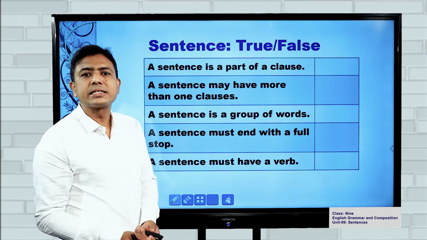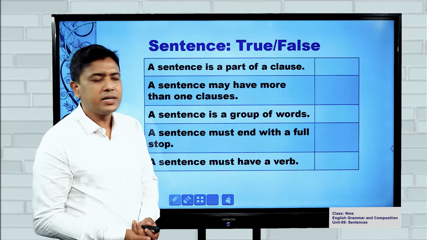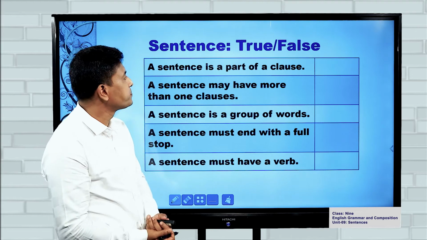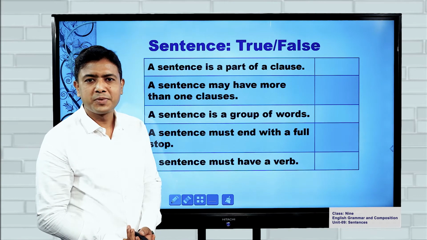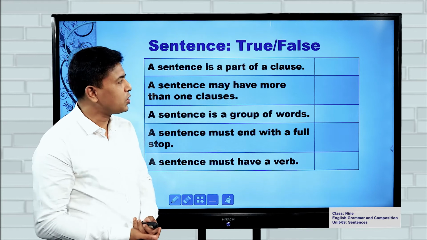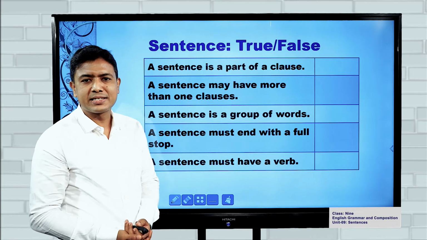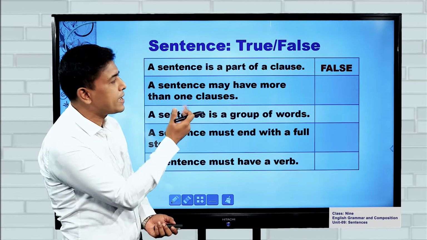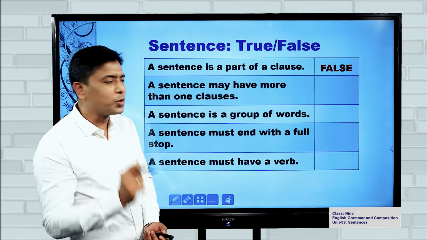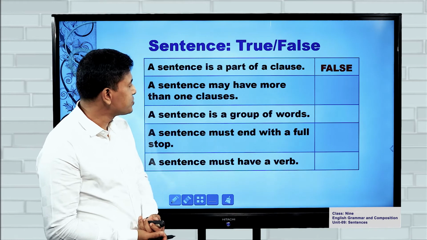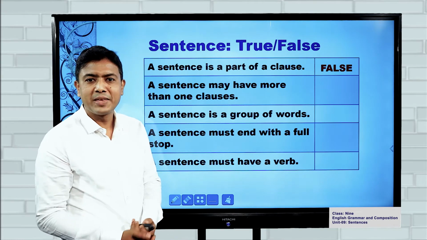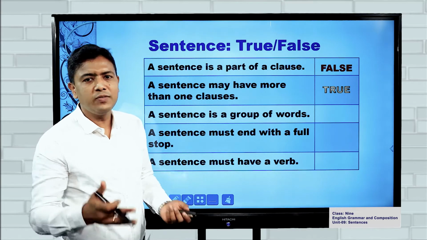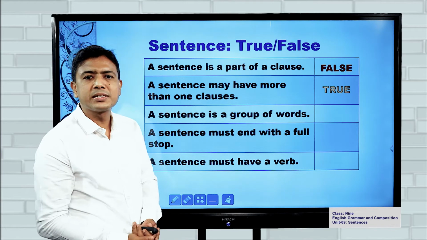Now, my dear students, let us take part in an activity. We are going to find out whether these statements on the left side are true or false. The first one, a sentence is a part of a clause. What do you think? It is absolutely wrong because a clause is a part of a sentence. We can see that a sentence may have more than one clause. So the first one is absolutely false. And with this note, the second statement, a sentence may have more than one clause. It is going to be true because a sentence contains one clause or even more clauses. So this statement is absolutely true.